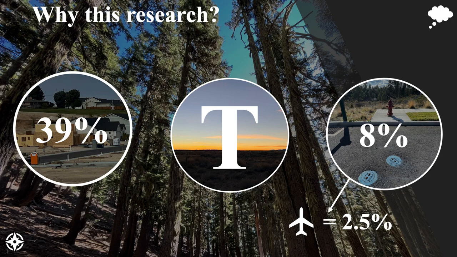But we use collectively as a planet a lot of concrete, and a lot of that concrete goes to urbanization as our cities are being built out. By comparison, the aviation industry, which has come under a lot of discussion and scrutiny in recent years, accounts for roughly 2.5% of global CO2 emissions on an annual basis.